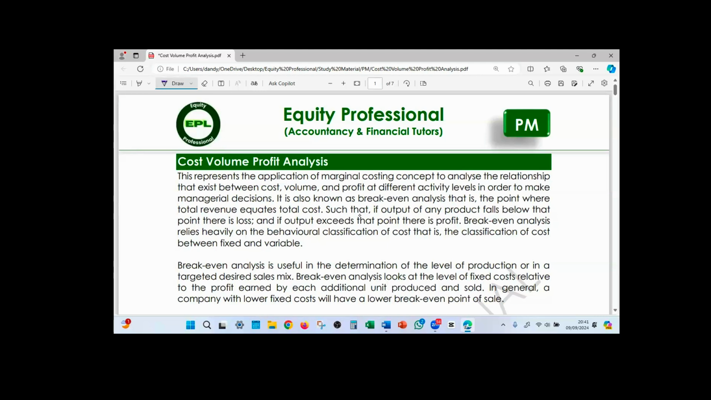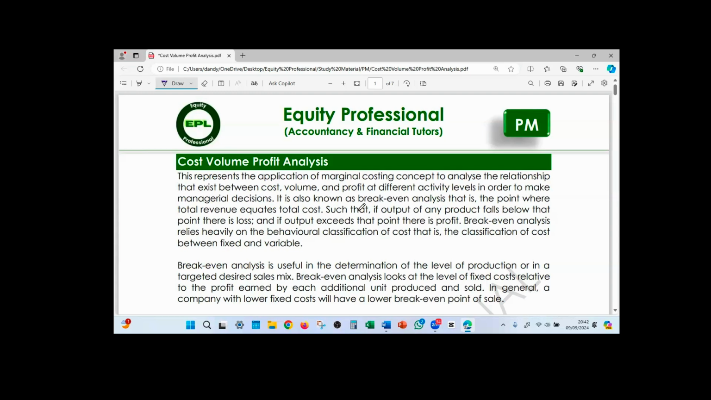And then, of course, the CVP analysis relies heavily on the behavioral classification of cost, which states that a cost item must be capable of being classified as either variable or fixed cost. So this is the little introduction to CVP analysis. Then let's talk about contribution margin. Contribution margin simply means the difference between the selling price and the variable cost per unit, or the difference between the total sales and total variable cost.